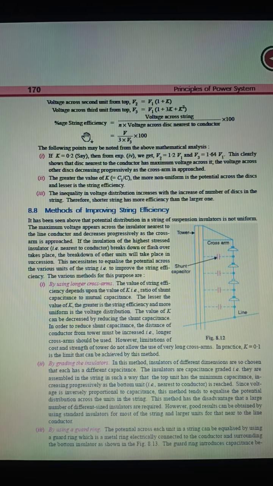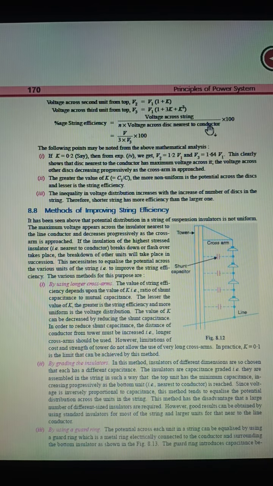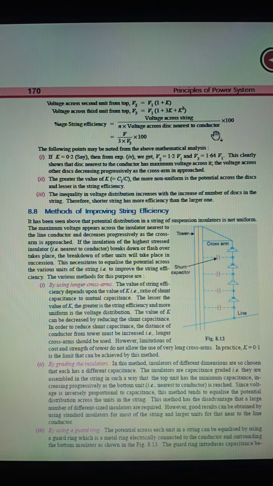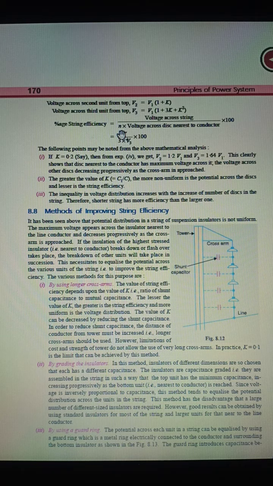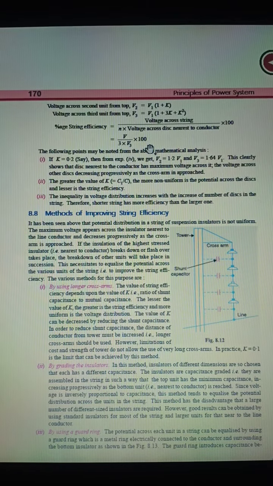So percentage string efficiency equals the voltage across the string divided by N times the voltage across the disc nearest to the conductor, where N is the number of string insulators. So V divided by 3 into V3, into 100.